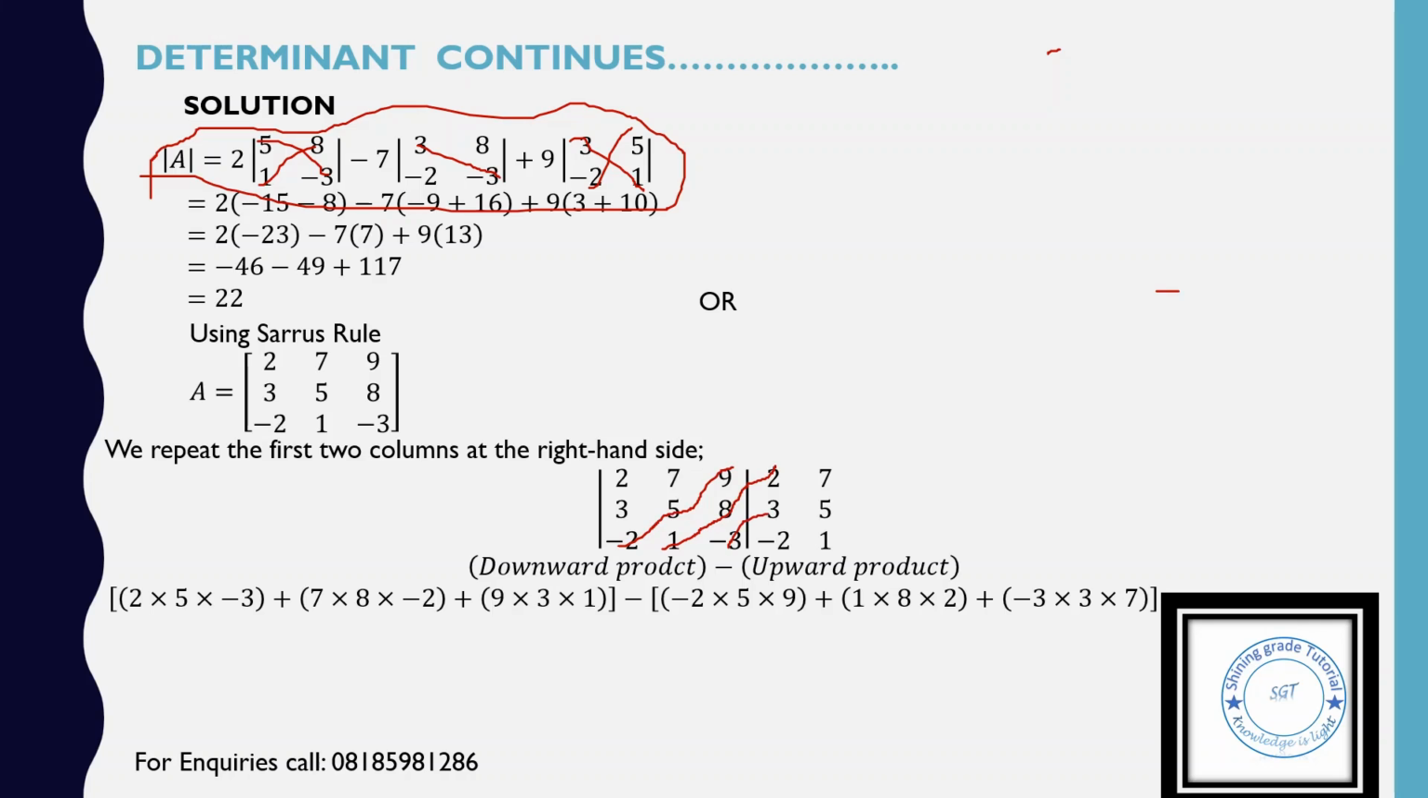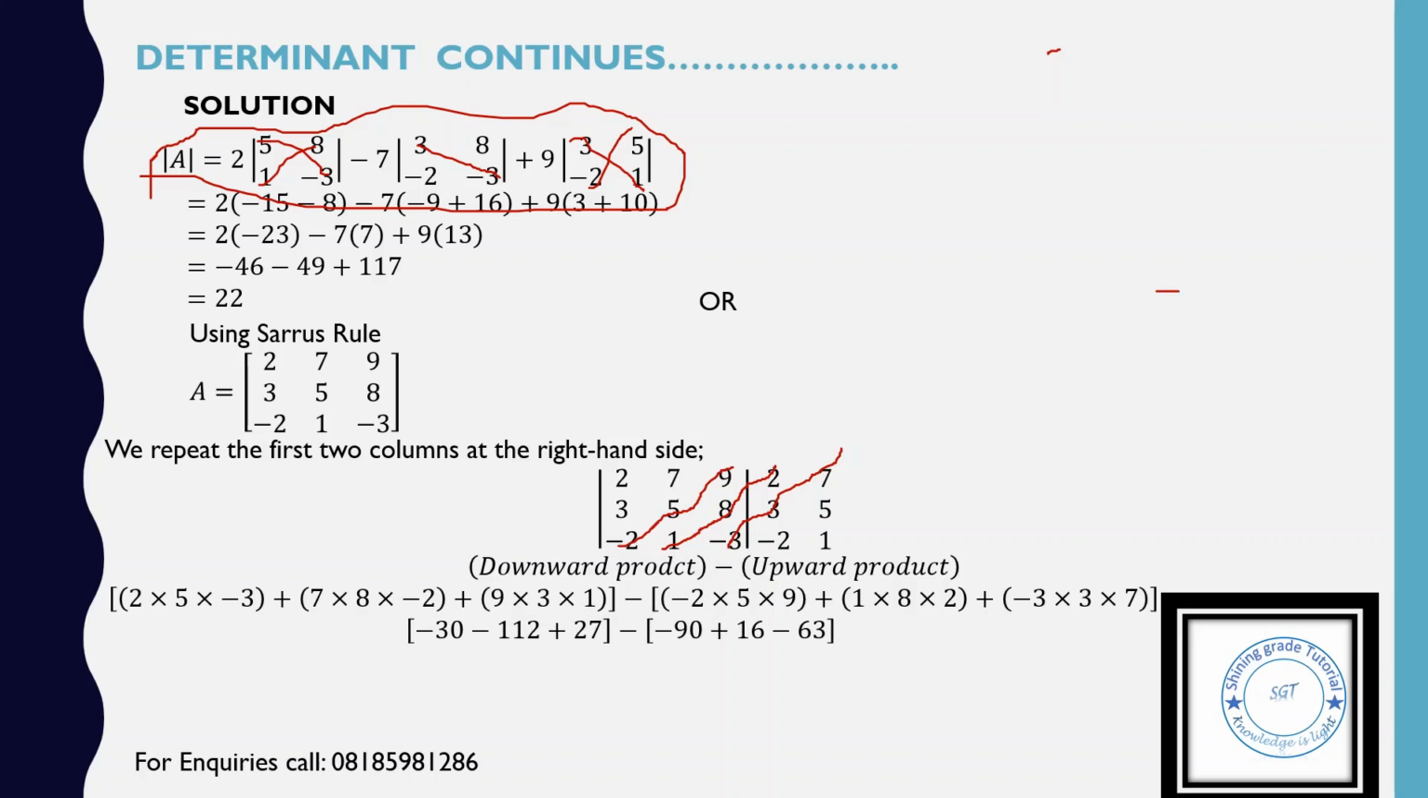I think we have done a perfect job. So we have minus now, minus the upward product: minus 2 times 5 times 9, plus 1 times 8 times 2, plus minus 3 times 7, as shown here. So we can have that now.